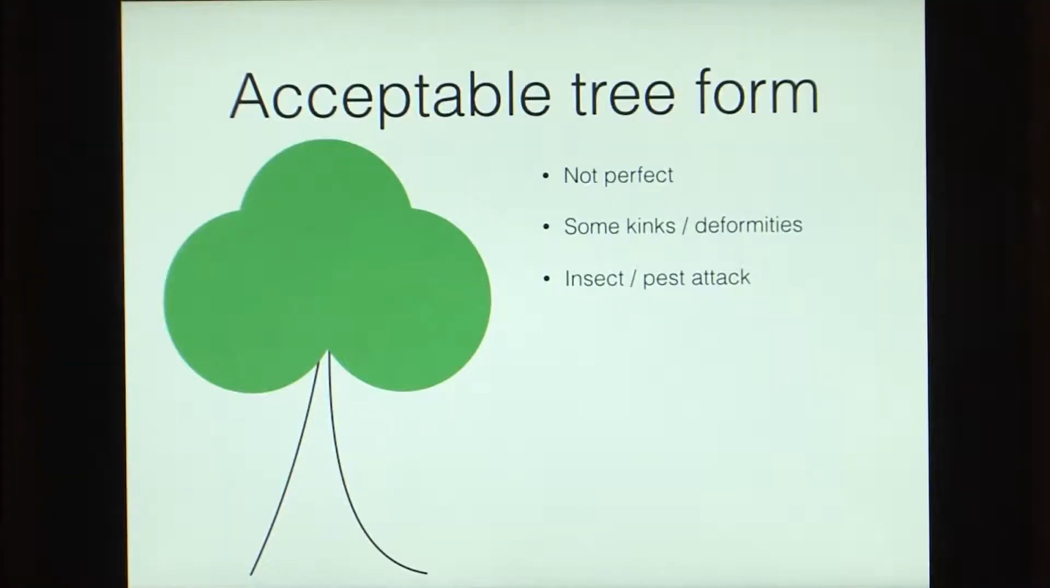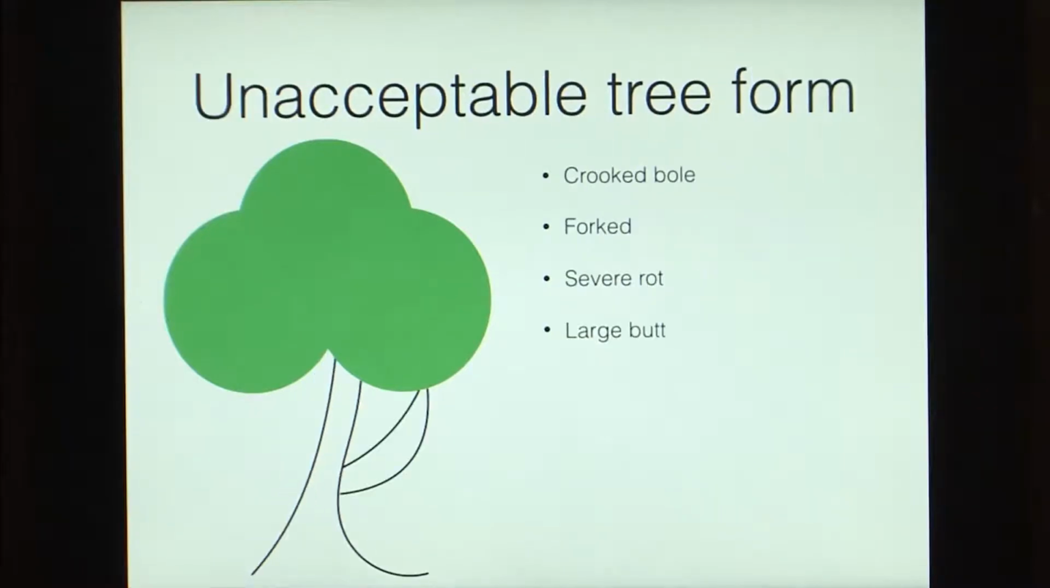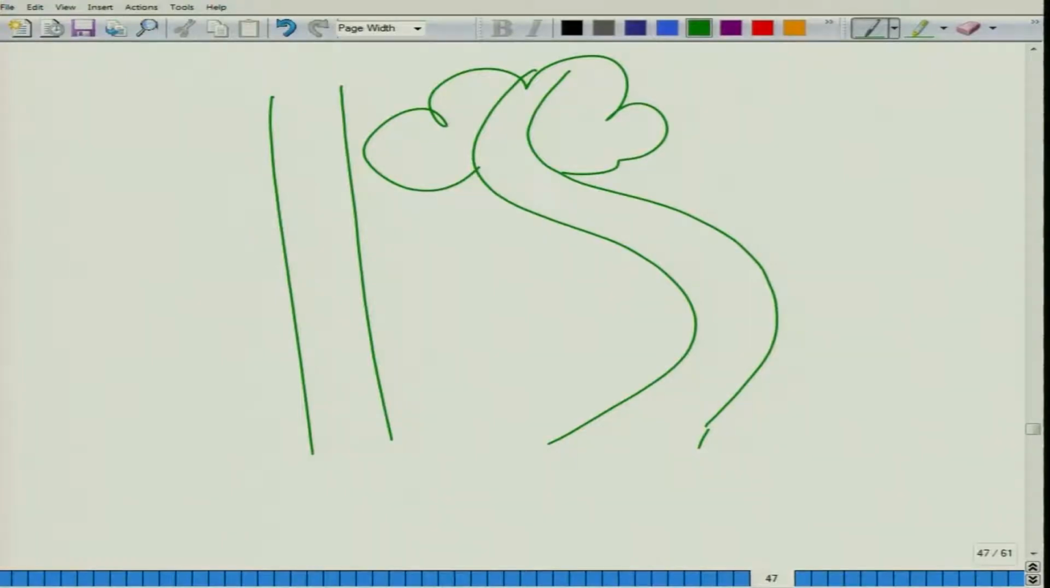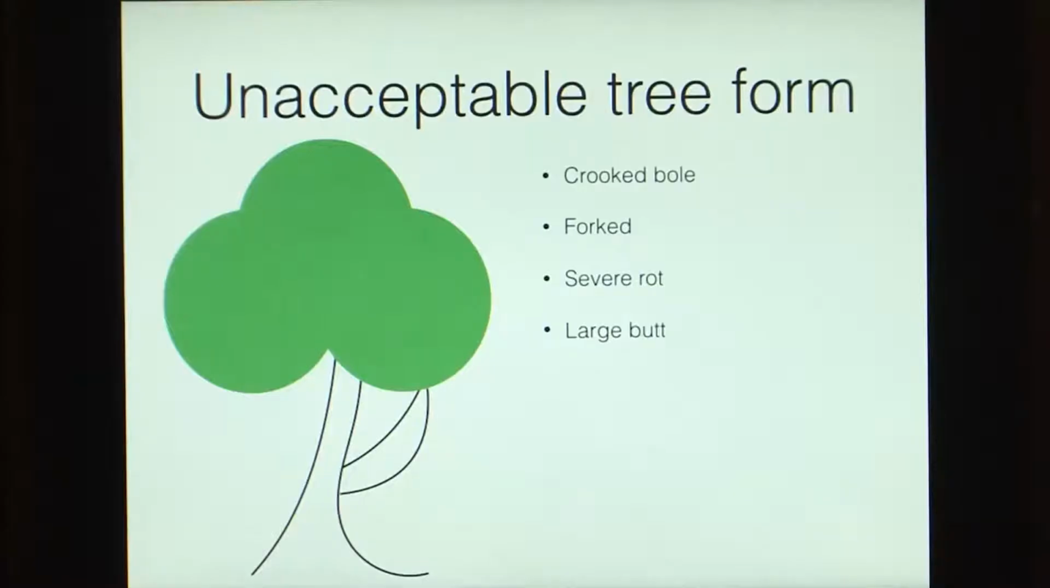It has some kinks or deformities. It might even have some insect or pest attack, but it is acceptable. So, we can use it for some purposes. But then we have unacceptable tree forms. An unacceptable tree form could mean a tree that is highly crooked. Highly crooked means that this tree, in place of moving like this, might be going in a serpentine manner, for instance. So, this is a crooked tree, or it might have a huge amount of forking or a severe rot or a large butt. That would be considered an unacceptable tree form.